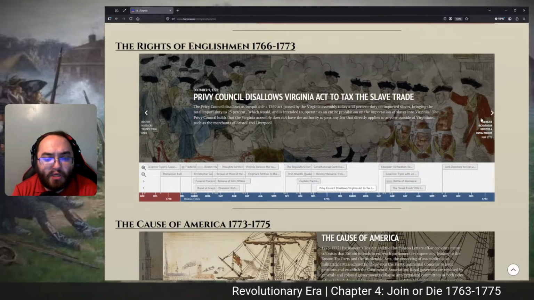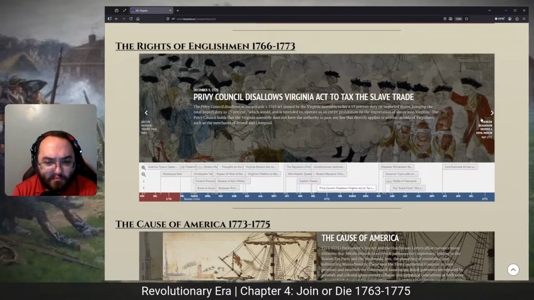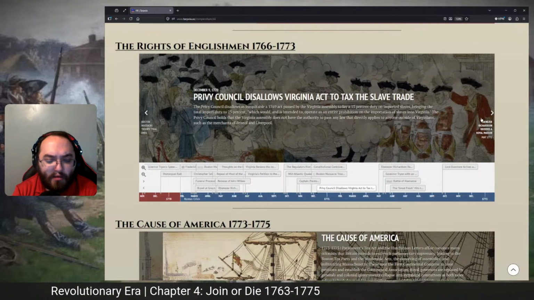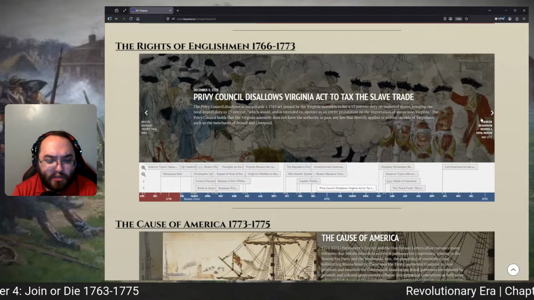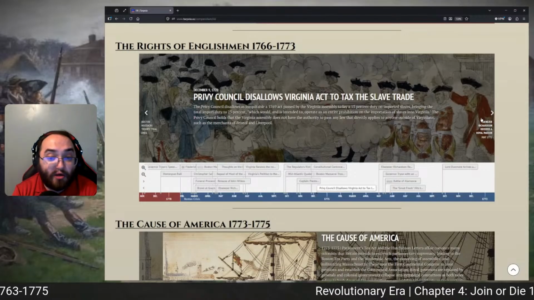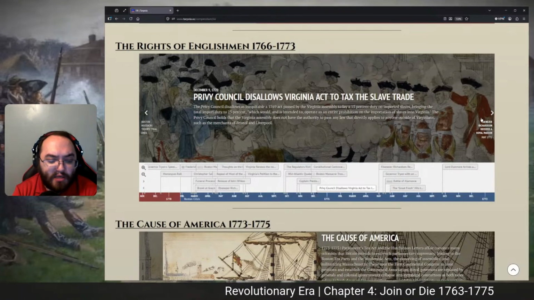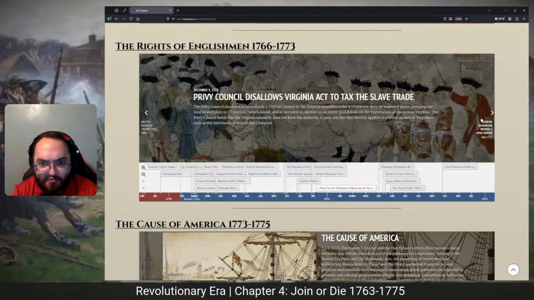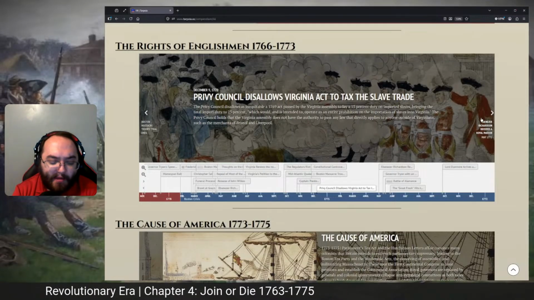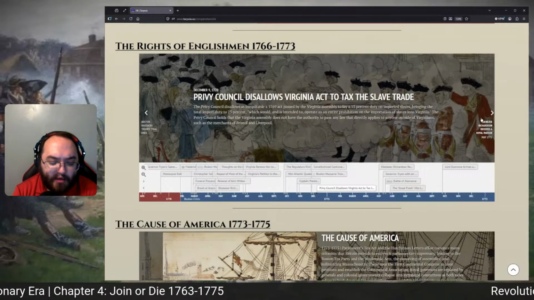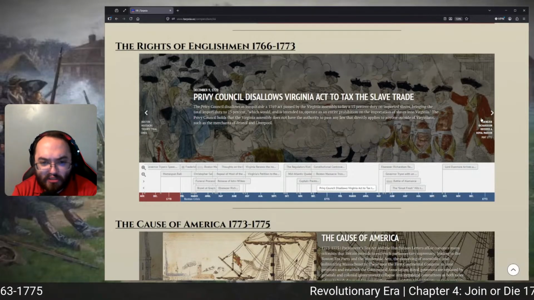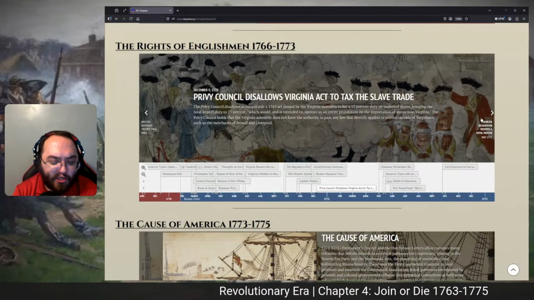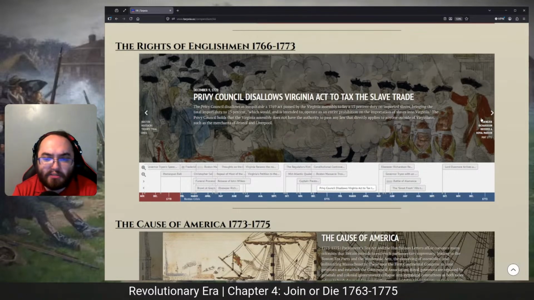And so this is an example of what would be mentioned in the draft of the Declaration of Independence, written by Thomas Jefferson, a Virginian, of the king and Parliament forcing Virginia as a colony and forcing the other colonies to accept the slave trade.